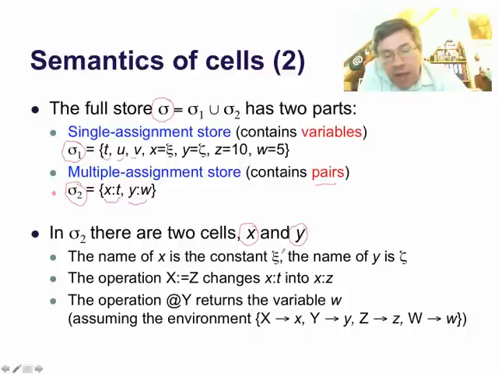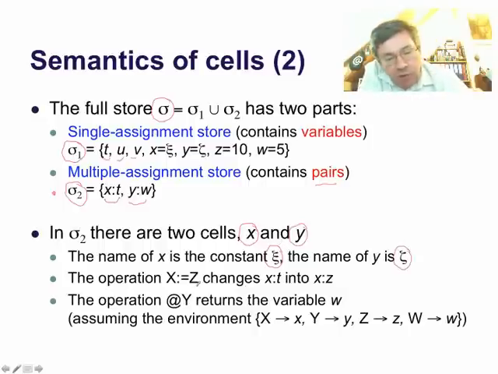The name of x is the constant xi. We use a Greek letter for this in order not to confuse this constant with the two other kinds of constants that we have, which are numbers and atoms. So cell names are another kind of constant, and we will use Greek letters to signify them. So the name of x is xi, and the name of y here is zeta.